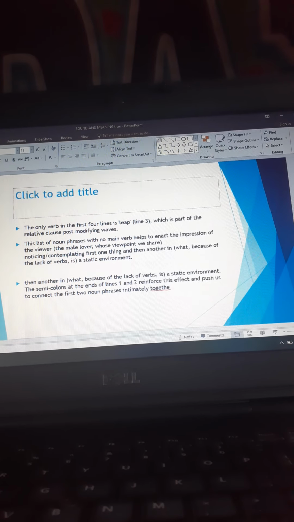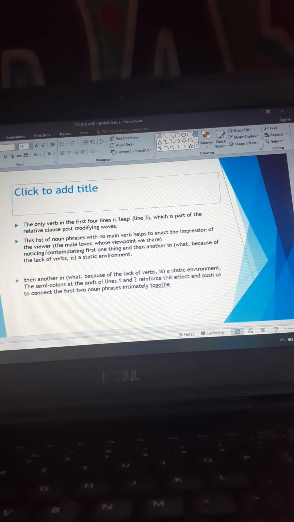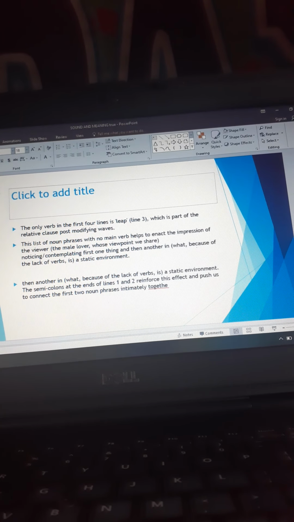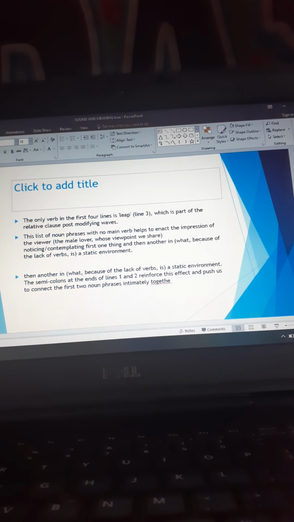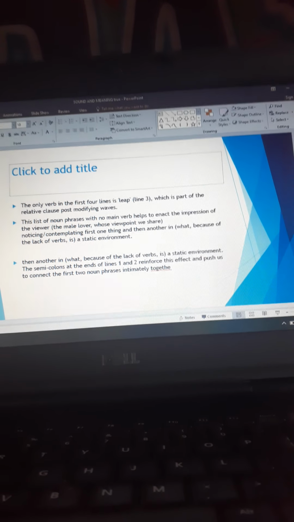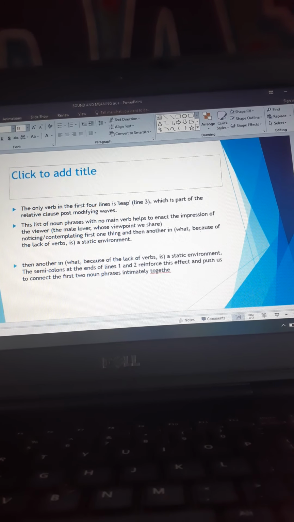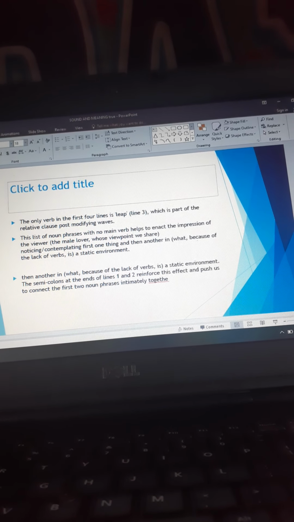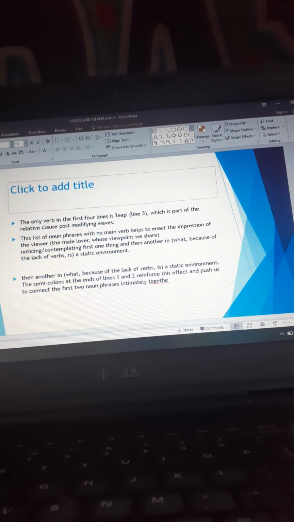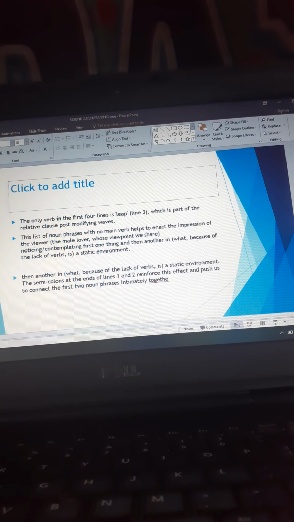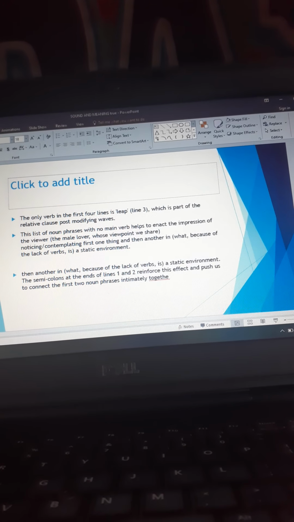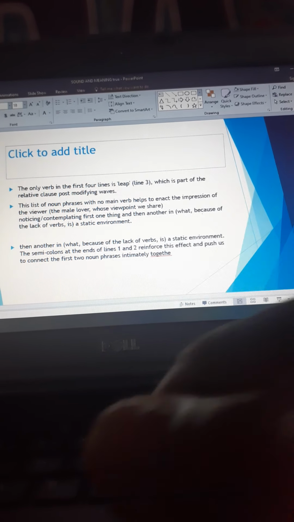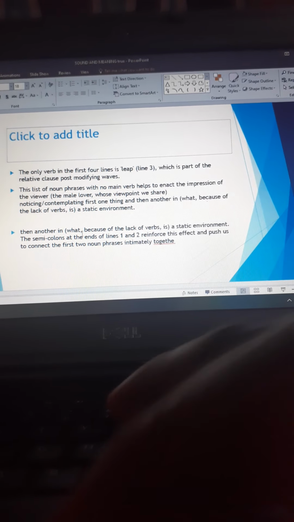This list of noun phrases with no main verb helps to enact the impression of the viewer, the male lover whose viewpoint we share, noticing and contemplating first one thing and then another in what, because of the lack of verbs, is a static environment. The semicolons at the ends of lines 1 and 2 reinforce this effect and push us to connect the first two noun phrases intimately together.